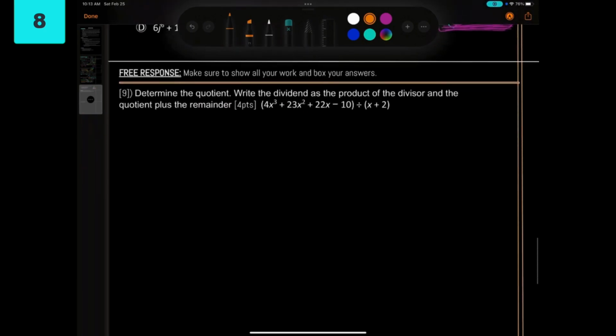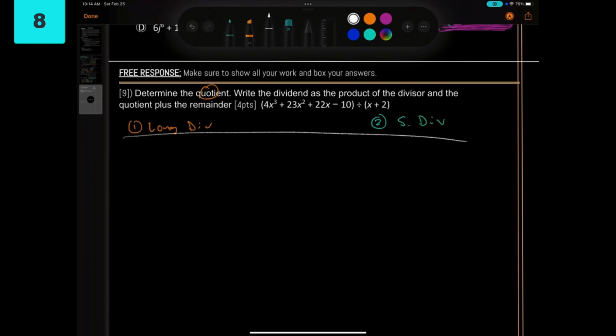All right, question number 9, determine the quotient. Write the dividend as a product of the divisor and quotient plus a remainder. So the quotient should tell you you can either do this through long division or you can do this through synthetic division. And I will do both. You can skip to the one you need to know, and then I'll write out the answer from both. So for long division, I have x plus 2.